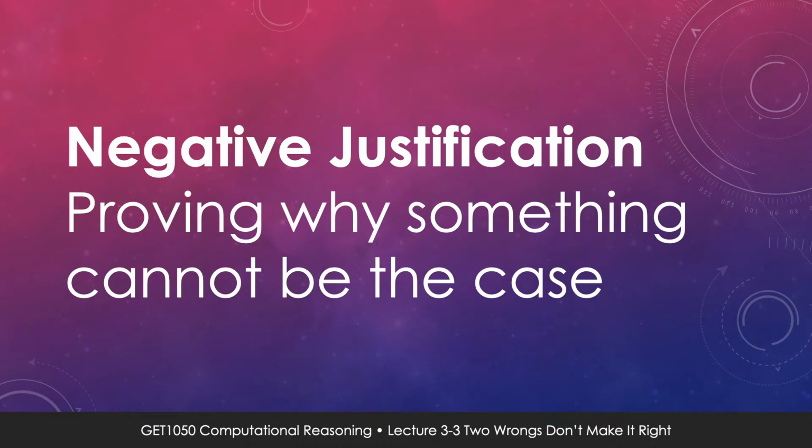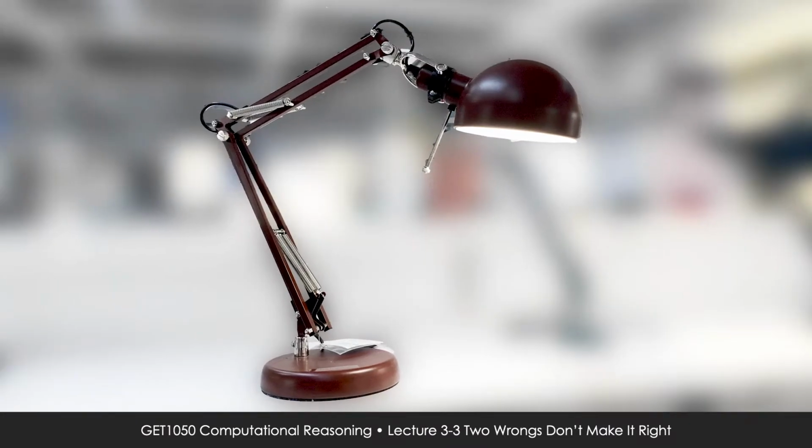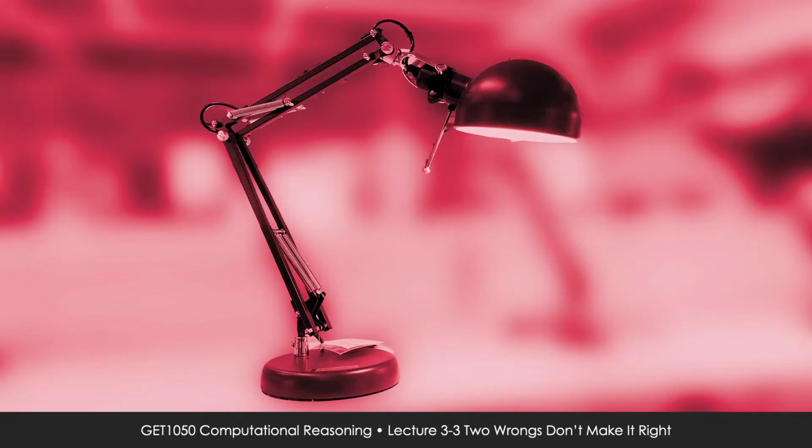It is the act of proving why something cannot be the case, or showing that X is not the murder weapon. Negative justification is often a lot easier to carry out as compared to positive justification, because all you need is just one piece of evidence to show why it is not the case. So consider this table lamp, okay? It has blood on it and it is heavy enough to be used as a murder weapon.